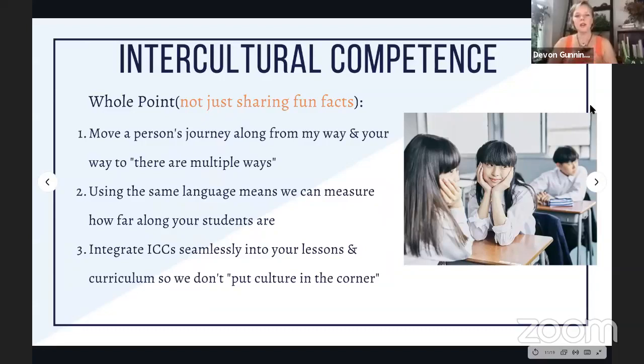But my focus here, to elevate the content, is that it wouldn't be to really share fun facts. My whole purpose would be to see, by sharing some of these things, and of course by trying to do it in the target language as much as possible, how far can I move a person's journey out of the circle, from my way and your way to there are multiple ways of experiencing school as a child.